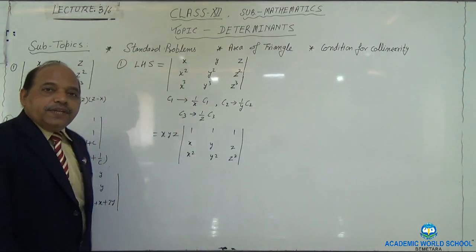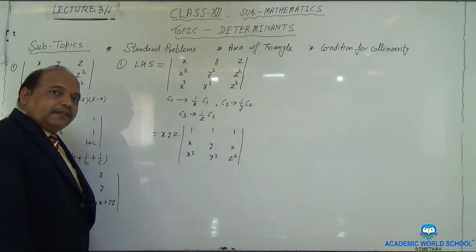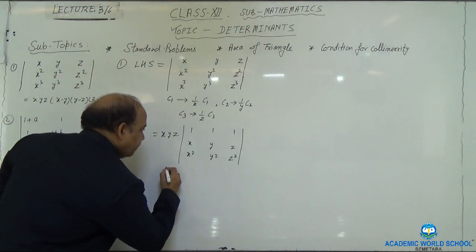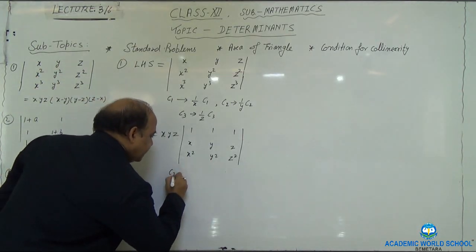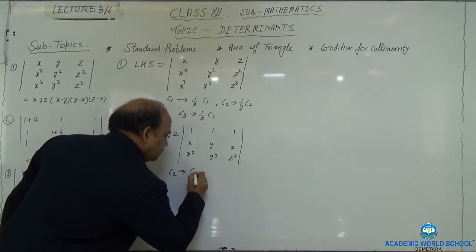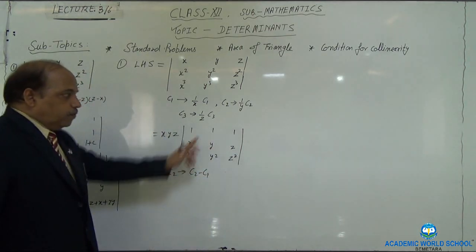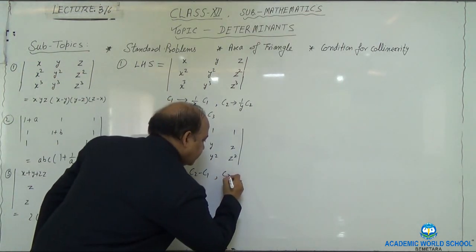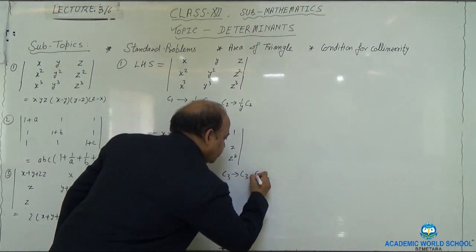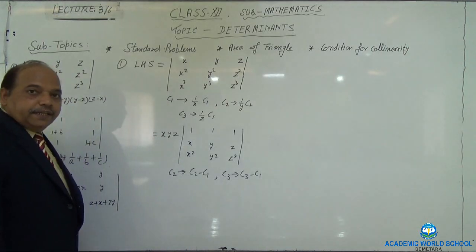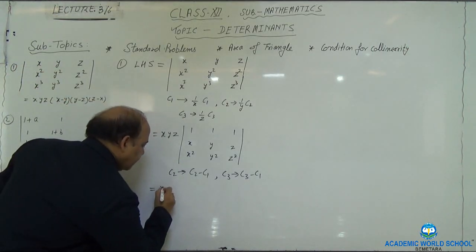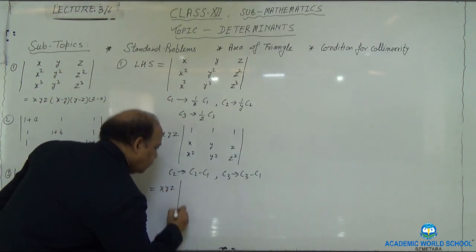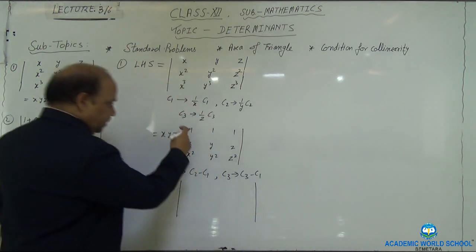So what is the change we are trying to bring? We are making the change in C2. What is that change? C2 minus C1. From C2 we are subtracting C1. And in C3 we are bringing change, C3 minus C1. So it becomes x, y, z. Look at this. What happens?